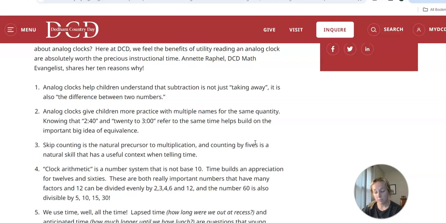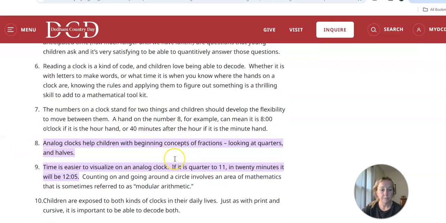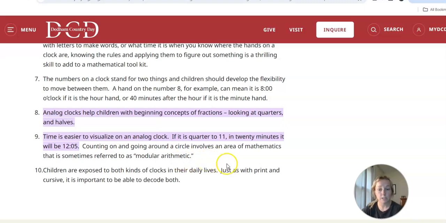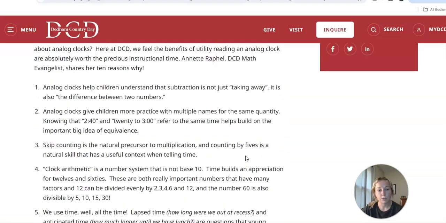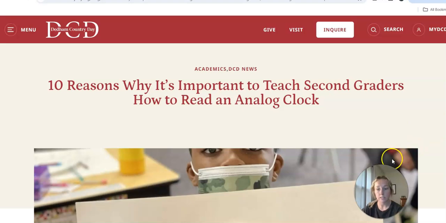It also helps them understand multiple names of the same quantity. So 2:40 is 20 to 3 o'clock. And they also learn the skill of skip counting. And there's a lot of different reasons why we should teach this. I think it's a very important skill that students need to know how to do.